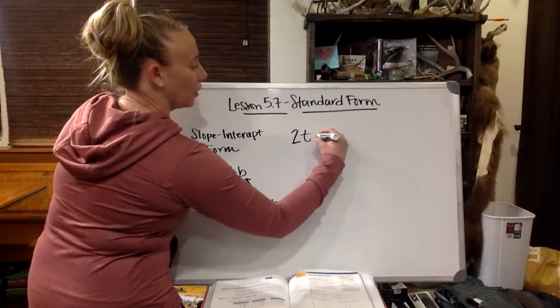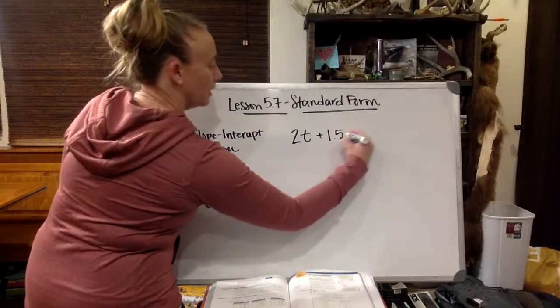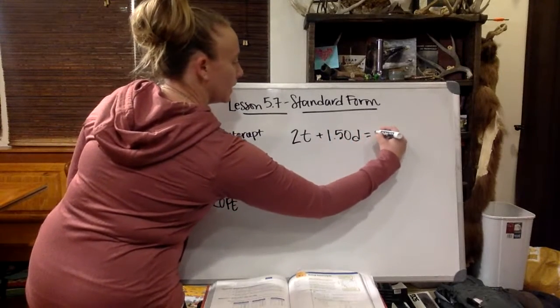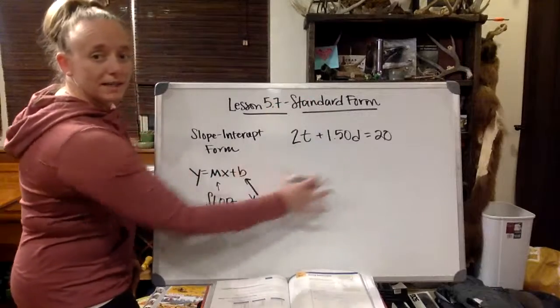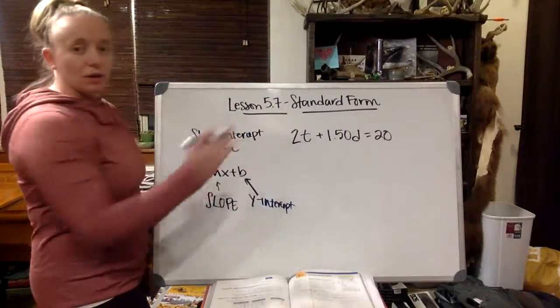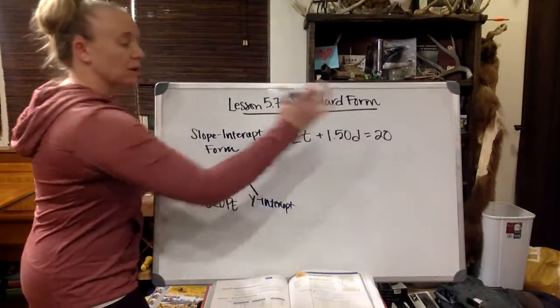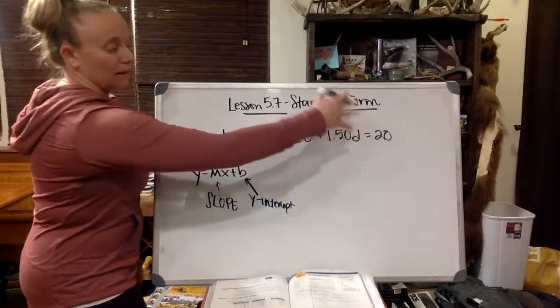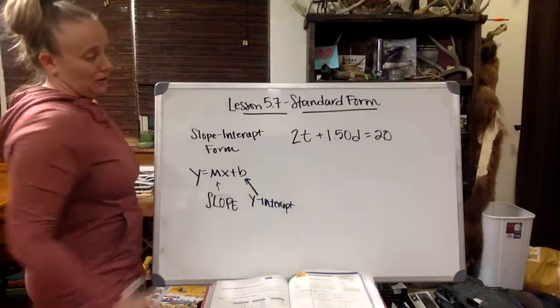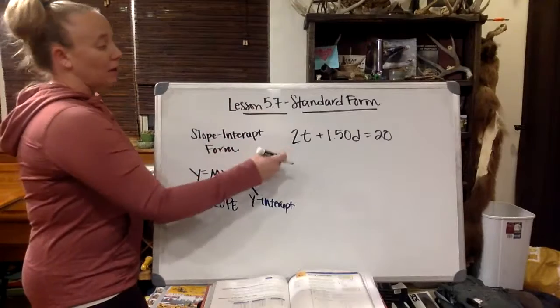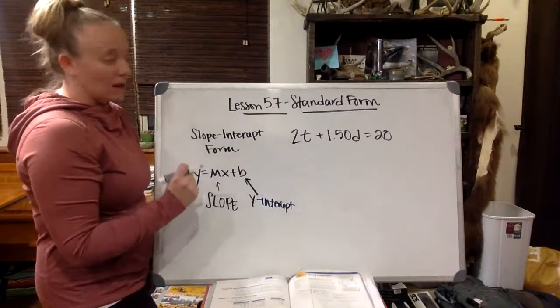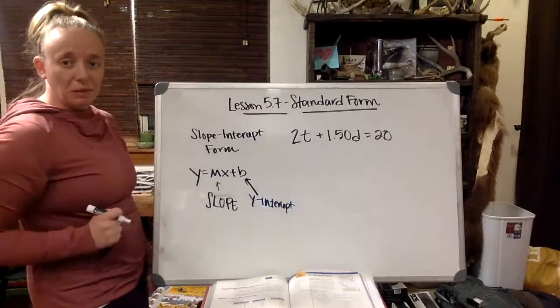$2 for each taco plus $1.50 for each drink is going to equal $20. So what different amounts of tacos could I purchase? What different amounts of drinks could I purchase to use up that $20? So I could say, like, I'm going to have 10 tacos, no drinks, spend $20, right?